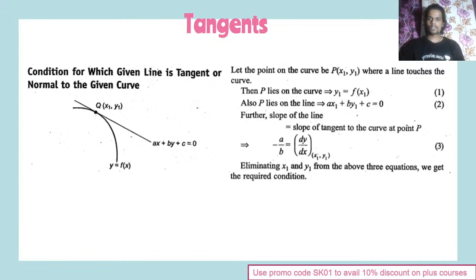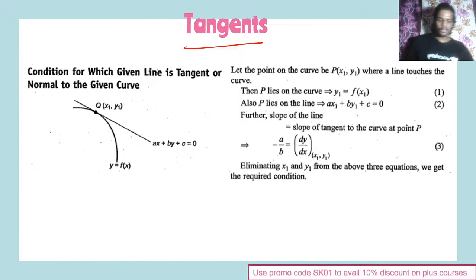So now this is the other concept: the condition for which a given line is a tangent. For example, suppose I give you the equation of a line, and I want you to check whether this line is a tangent or a normal to this curve or not. Let's say 2x plus 3y equal to 7, and I want you to check whether this line is a tangent or a normal to the curve x square plus 7x equal 4.